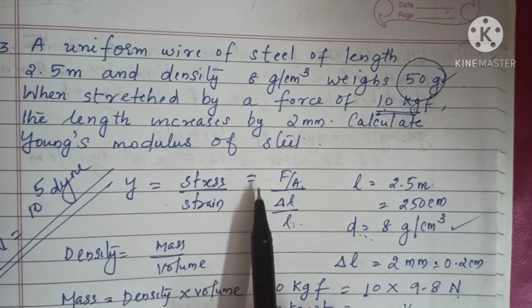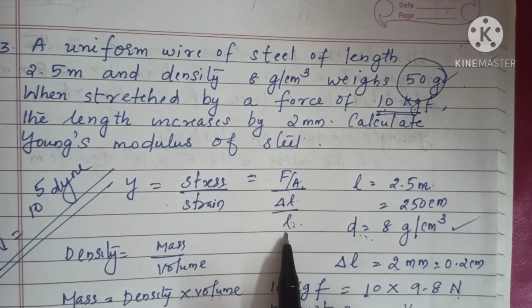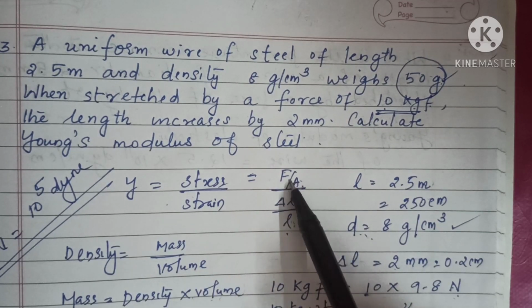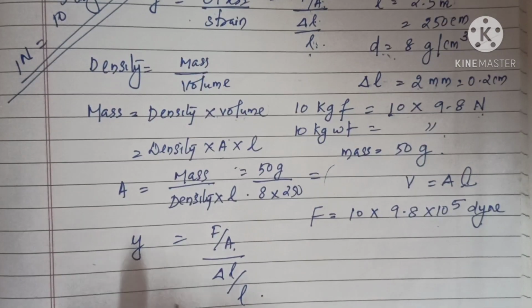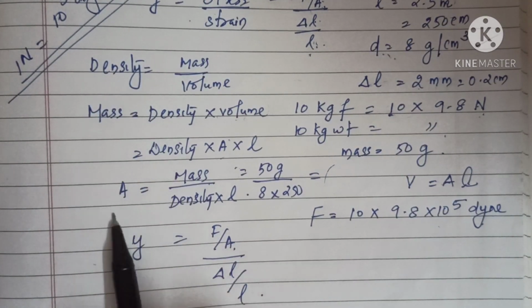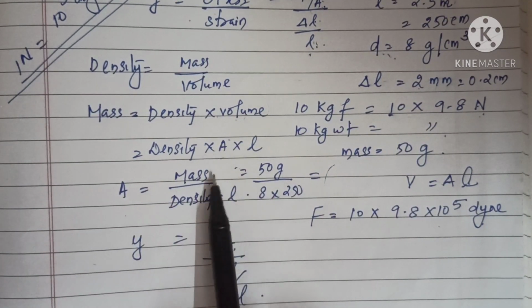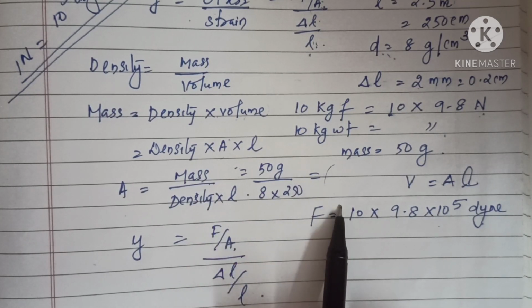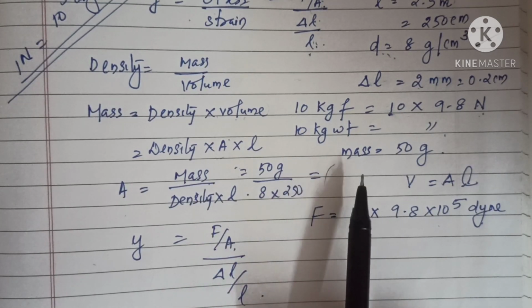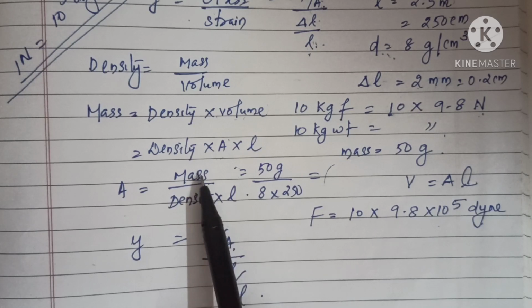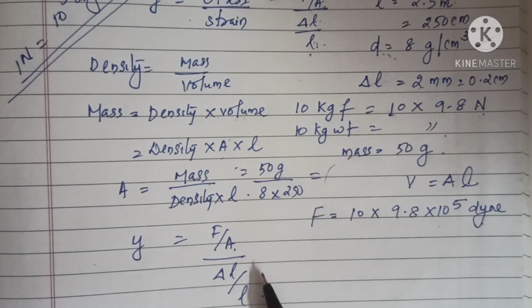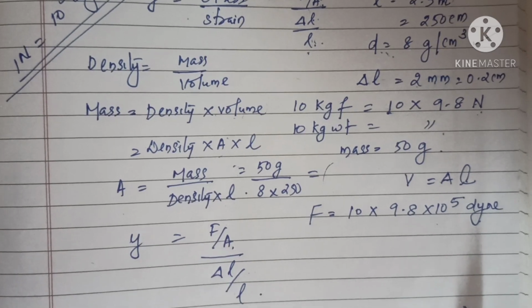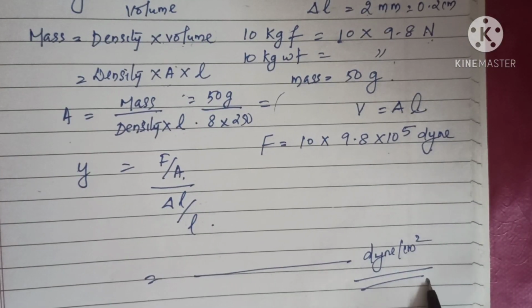So Young's modulus, you know the expression: F by A by delta L by L. But in this expression we don't have A. For that we have density. So from the expression for density, I'll find area. You have to substitute and calculate. The calculation part I haven't completed here, so you have to do it. Mass by density into L, then you will get the value for area, and finally in this equation you can substitute. You will get the answers in dyne per centimeter square.